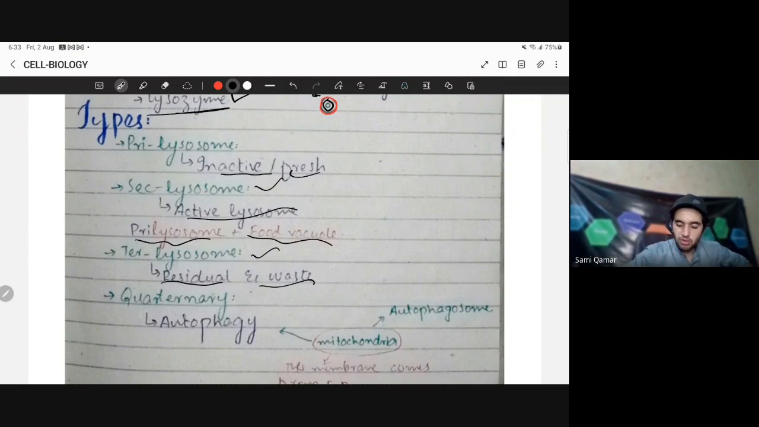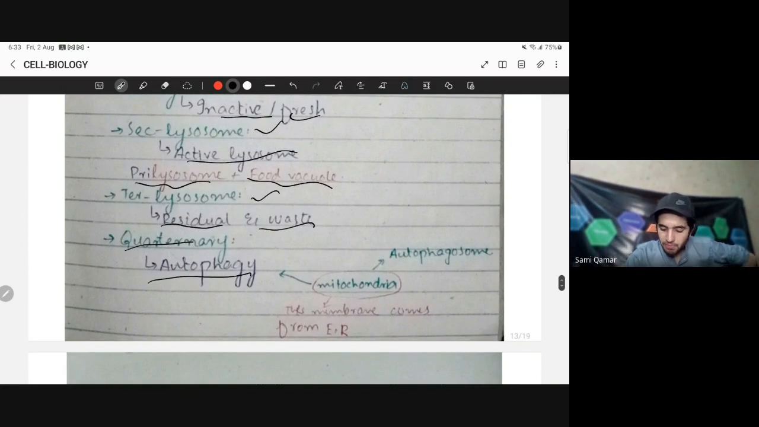Okay, when they burst, those waste and residual will be known as the tertiary lysosome. And quaternary are autophagy. Do you know what autophagy is? When there is any dysfunction in any organelle of the cell, the lysosome will circle that dysfunctioned organelle. This is the lysosome that has circled the mitochondria, and now it can burst. This is known as autophagy.